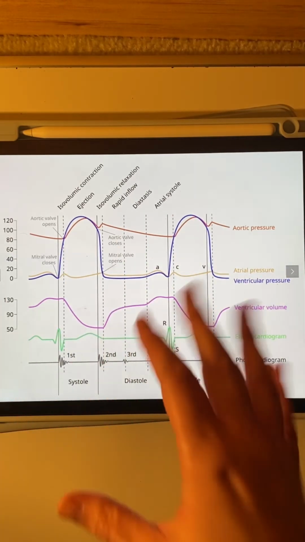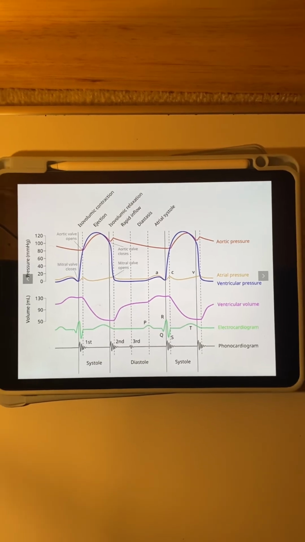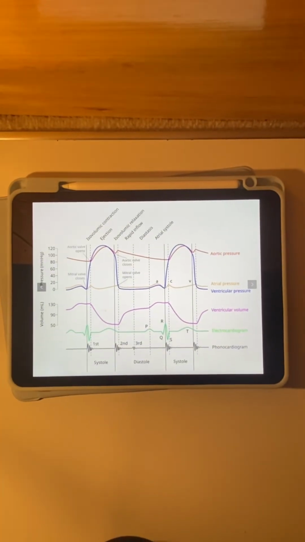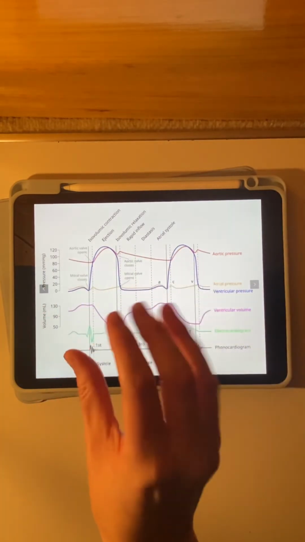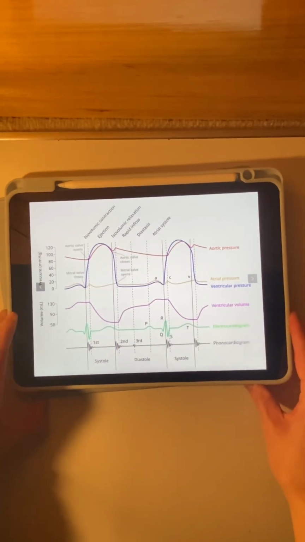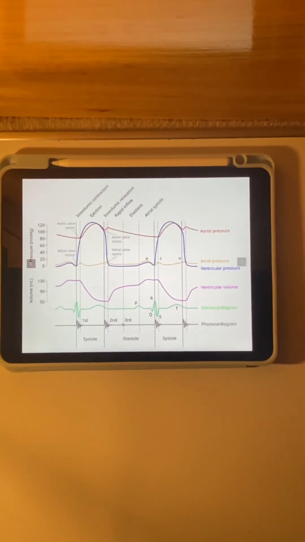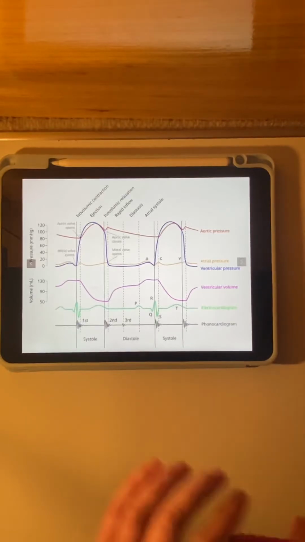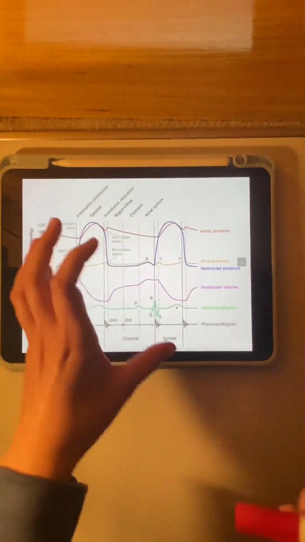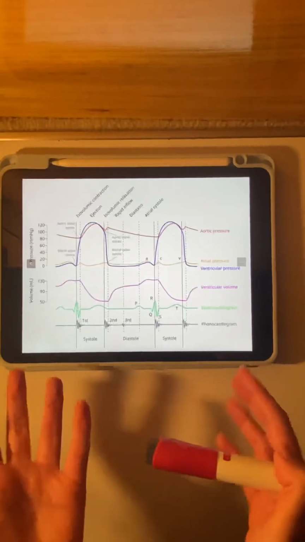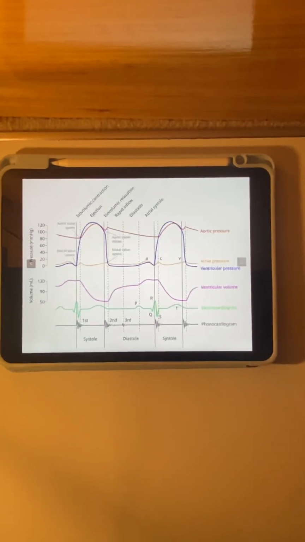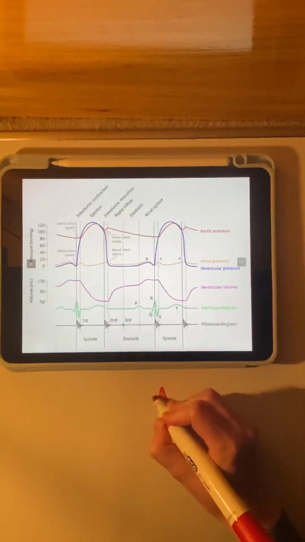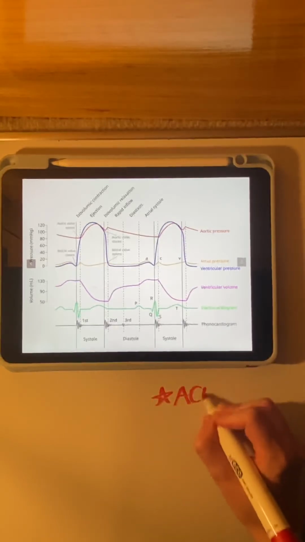So now that we know how this affects our Wiggers diagram, we can talk about some treatments. So how we can try to get this back to normal as best as we can. So the main treatment for atherosclerosis to help bring Wiggers back to a normal state, or as close to a normal state as possible, is going to be a drug which is called ACE inhibitors.